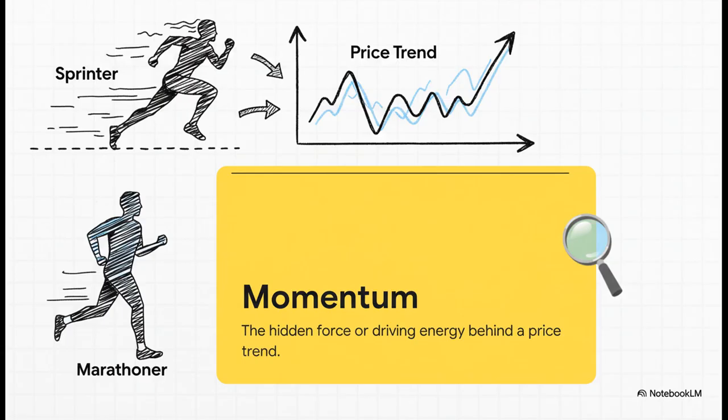Seriously, that's it. Think of it like the oomph behind a price move. It's the power that keeps a trend going. A strong trend has a ton of momentum, it's got a lot of energy. A weak trend? Well, it's just running out of gas. And the MACD? Well, that's our special lens for seeing this invisible force.